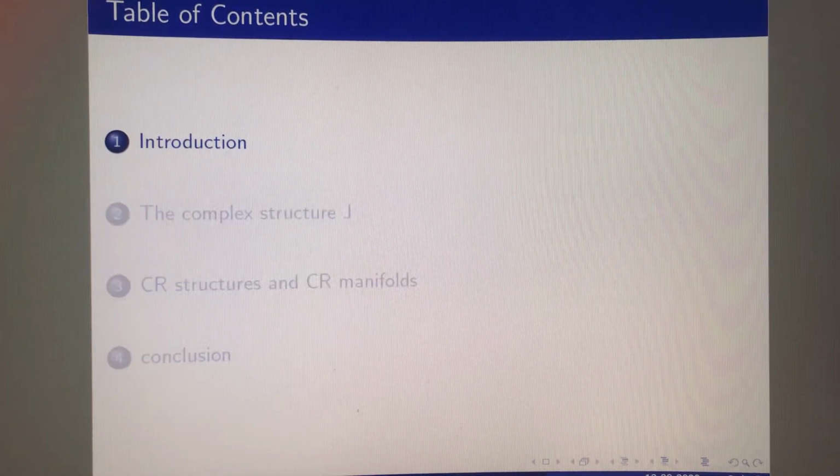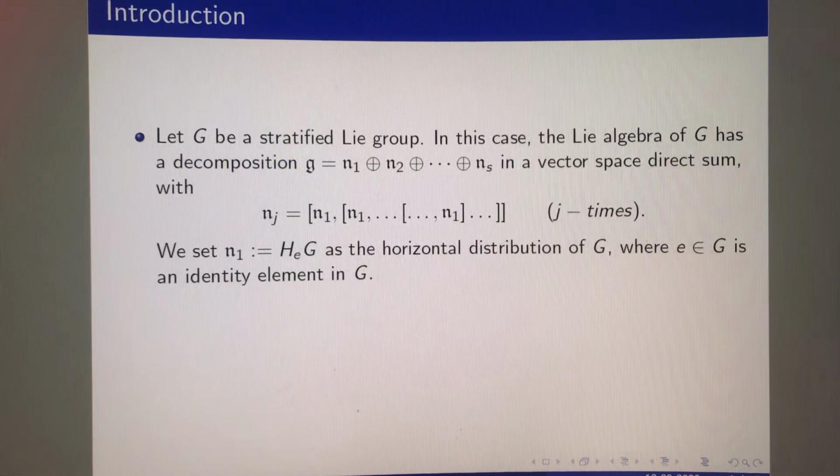The first terminology that I want to introduce is the stratified Lie group. This is a connected and simply connected Lie group whose Lie algebra admits a stratification. A stratification on a Lie algebra means that this Lie algebra has a decomposition as a vector space direct sum like this. The first linear subspace N1 generates all the linear subspaces by the Lie brackets. For example, N2 is equal to the Lie brackets of N1, N1, and N3 is equal to the Lie brackets of N1, N2, and so on.